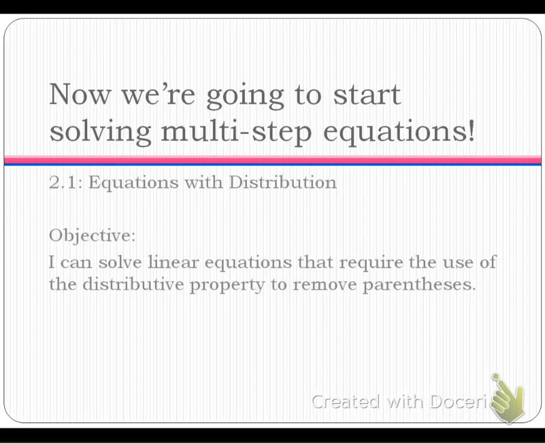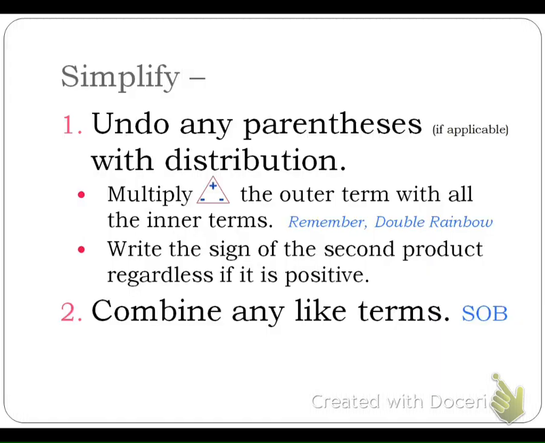Okay, so as we begin lesson 2.1, equations with distribution, our main objective for this, besides the other objectives of you need to know those 6 steps to solving any equation, is that you can solve a linear equation that requires the use of the distributive property to remove parentheses. Remember our definition of what it means to simplify, to undo parentheses with distribution. Use that double rainbow. And then combine your like terms with SOB.